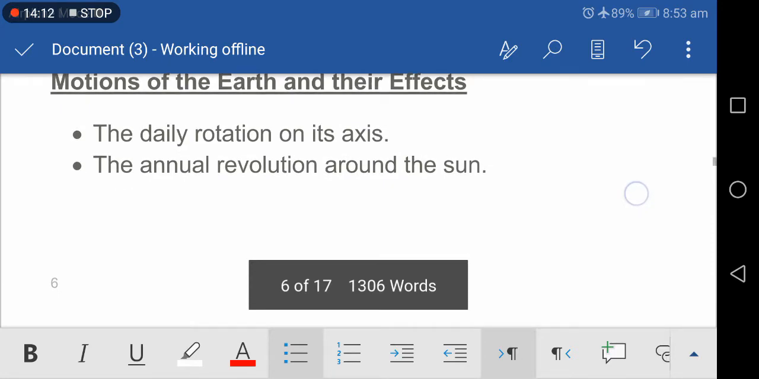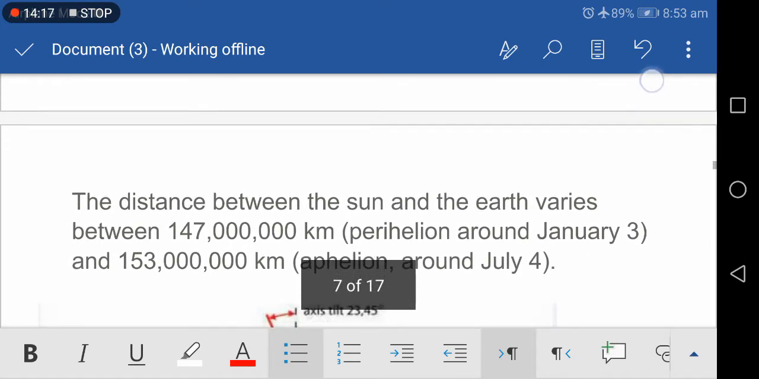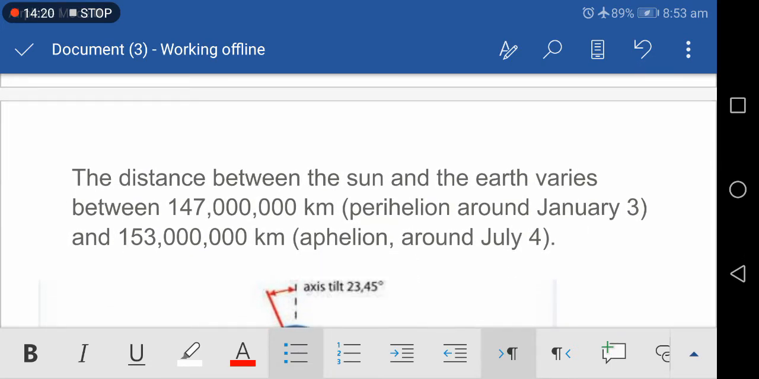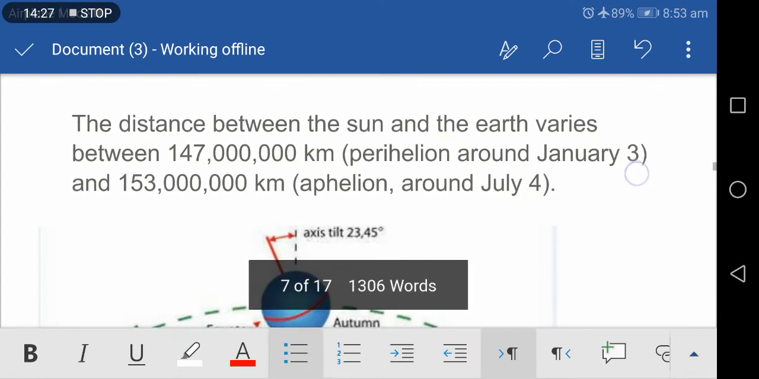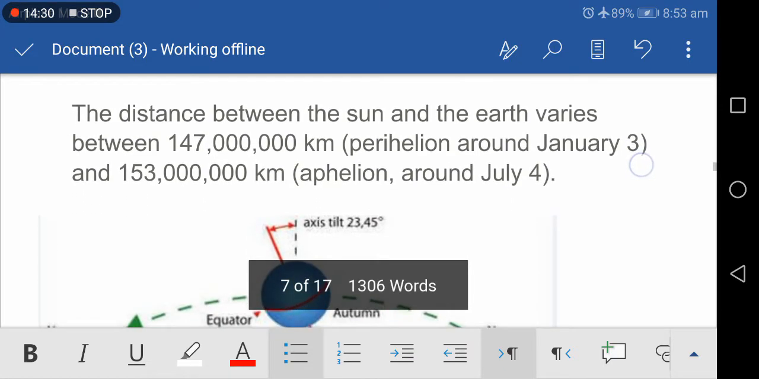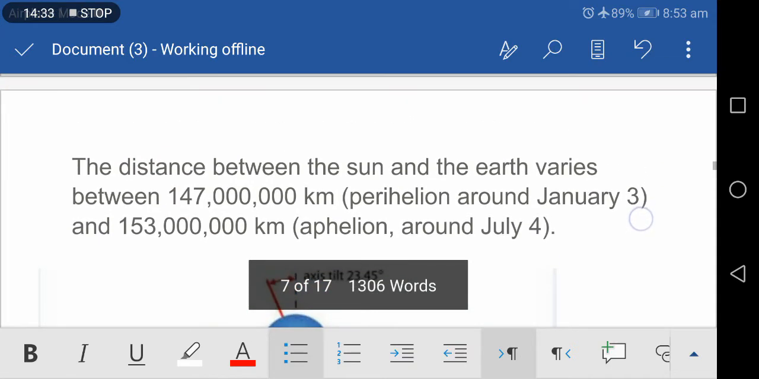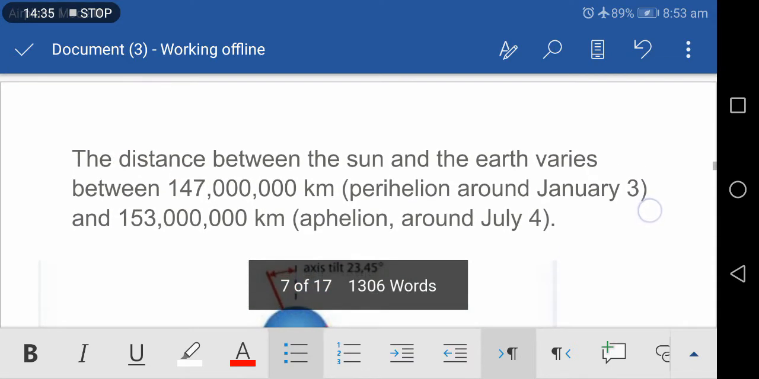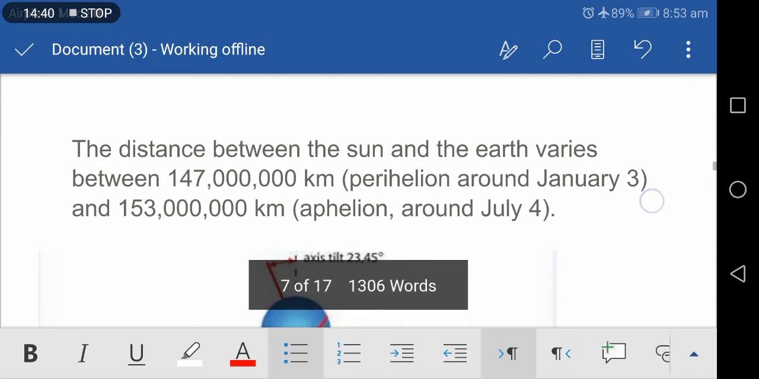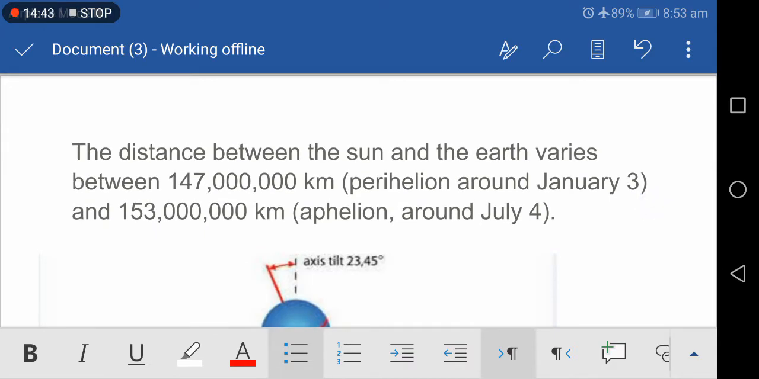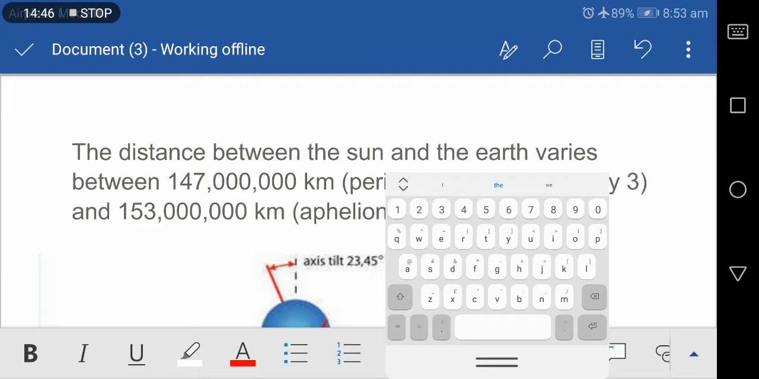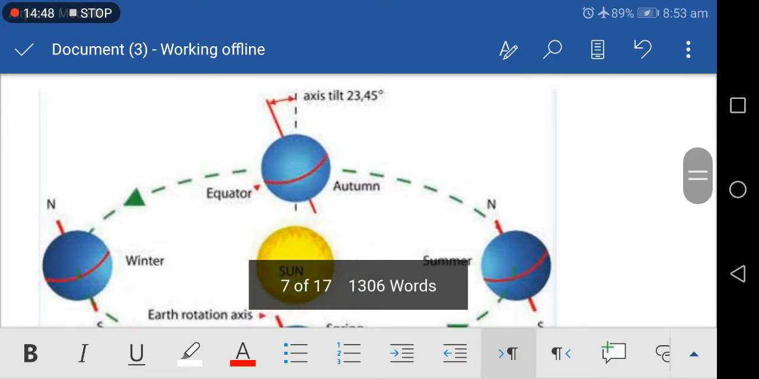While daily motion causes day and night, the annual revolution causes the changes of season. Due to the elliptical shape of the orbit of the earth around the sun, the distance between the earth and the sun keeps changing. The distance between the sun and the earth varies between 147 crore kilometers at perihelion around January 3 and 153 crore kilometers at aphelion around July 4.